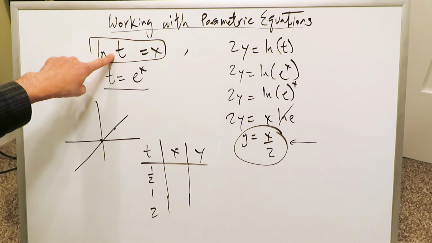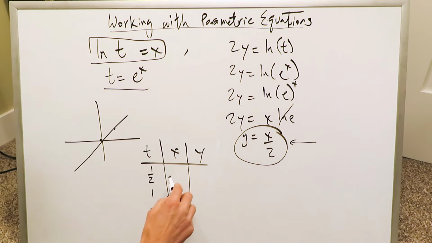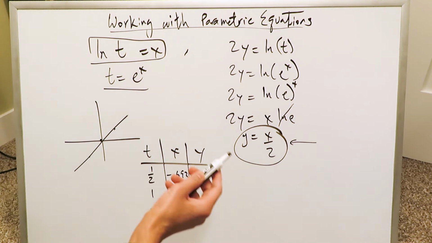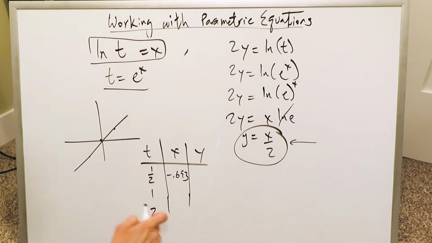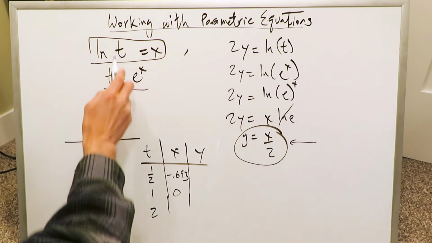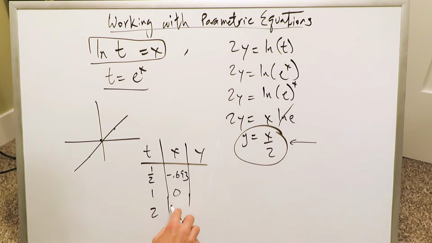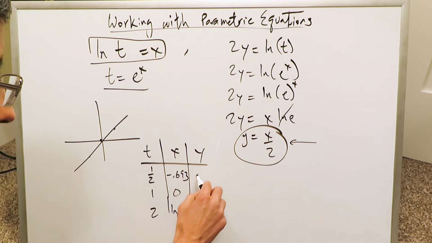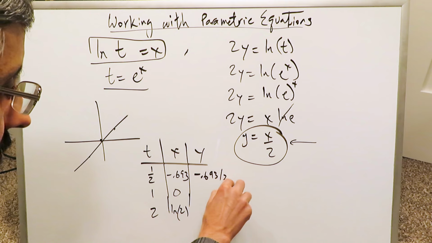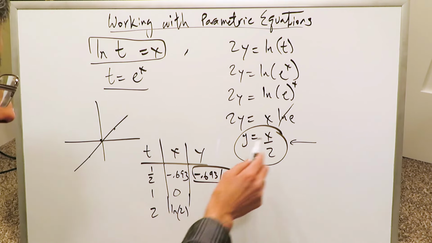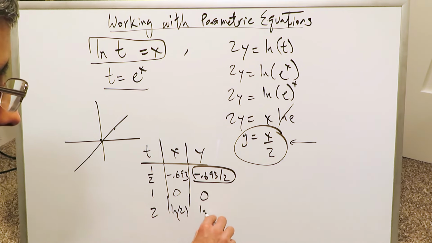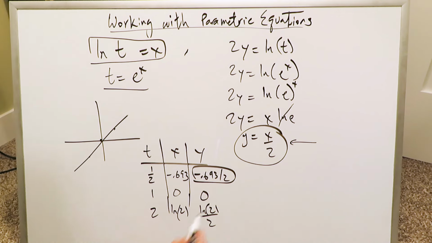If t is a half, then x is a natural log of a half, and you know that's a minus 0.693. Natural log of a 0.5. If t is a 1, natural log of 1 is a 0. If t is a 2, natural log of 2, well, you can just write natural log of 2. I believe that's 0.693. Anyhow, you take these x-axis values and you put them right over here. You have minus 0.693 over 2. You don't even have to solve it out, just do that. Then you have 0 over 2, which is a 0. Then you have a natural log 2 over 2. Those are your y values.